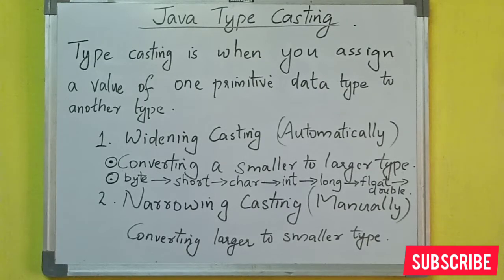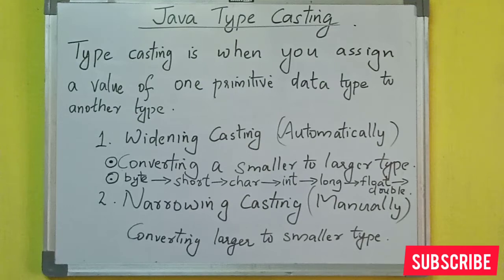As the name suggests, widening casting is the typecasting process in which we are converting a smaller data type to a larger data type. Whereas in narrow casting, we are converting a larger data type to a smaller data type. So this smaller and larger data type term refers to the data type with smaller size and the data type with larger size. We all know that the byte data type has the smallest size among all the primitive data types in Java. So converting a byte to a short data type, similarly short to char and char to int to long, long to float and float to double.